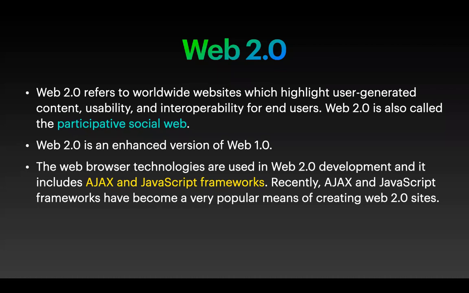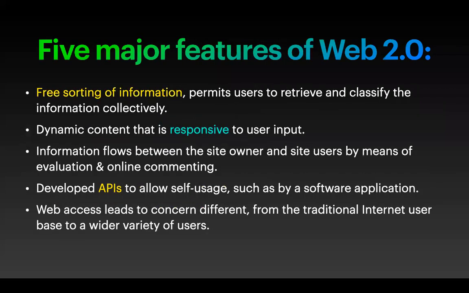We are able to send birthday wishes and invites. We are able to chat with our friends. All those things came into the picture. So there were 5 major features of Web 2.0. First was free sorting of information, which permits users to retrieve and classify information collectively.